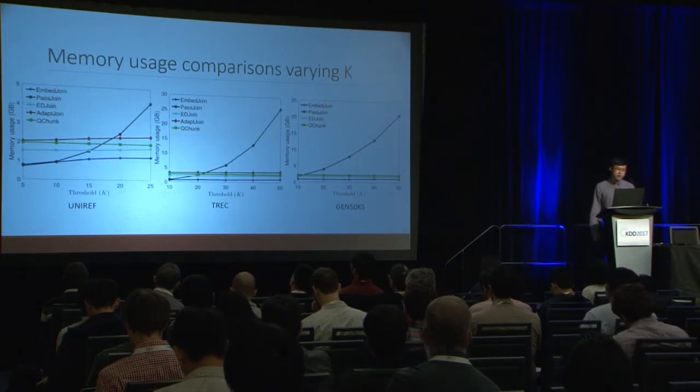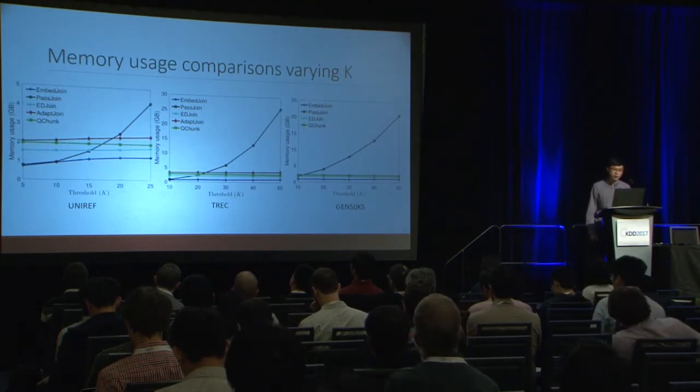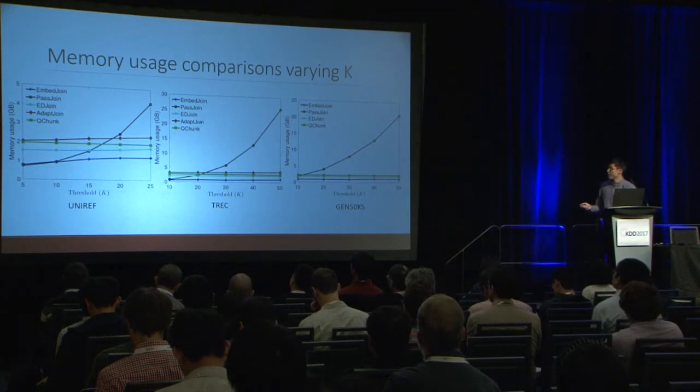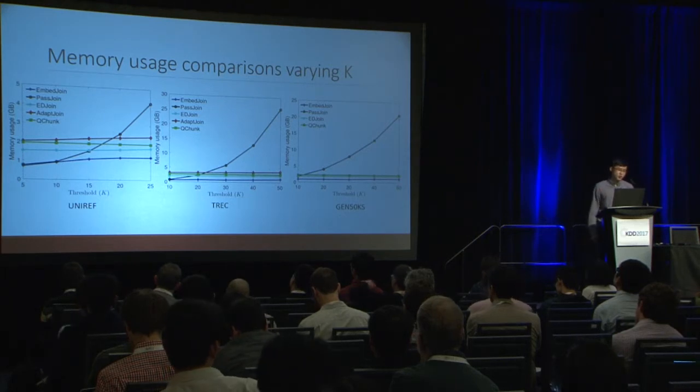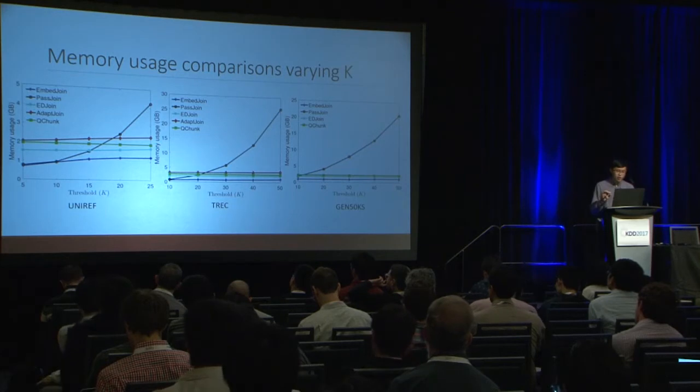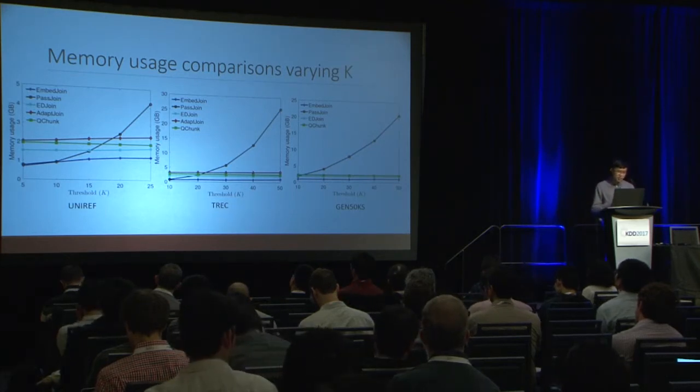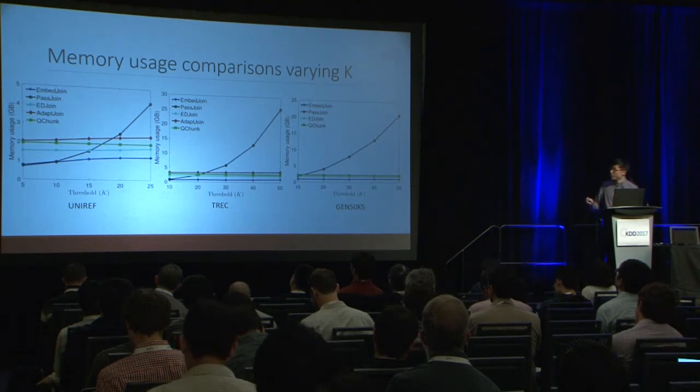So here is the memory usage comparison varying k. k is also the threshold, and the y-axis is the memory usage. Our algorithm uses the smallest memory. And I think all algorithms have similar memory usage, except PassJoin, as you can see, the dark black line. Its memory increases rapidly with threshold k.